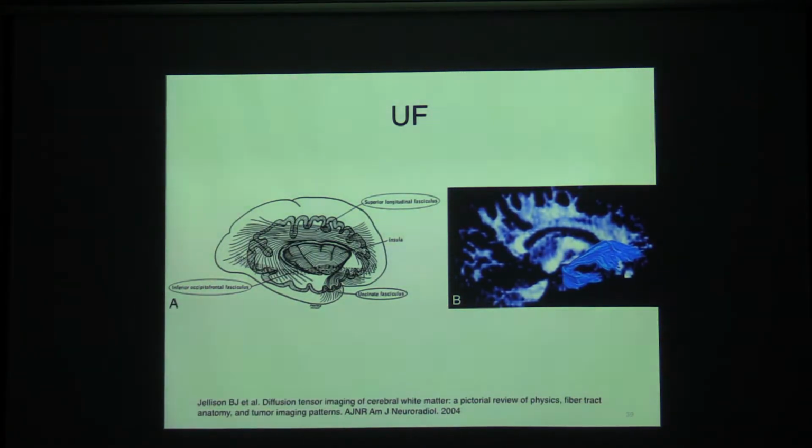The uncinate fasciculus, this one I've seen many cases where there's a lesion in the anterior temporal lobe, and then if you look carefully, there's actually a lesion in the adjacent orbital frontal gyrus, so the bottom front part of the brain, okay, or vice versa. So there's that C-shaped white matter tract that connects those two.